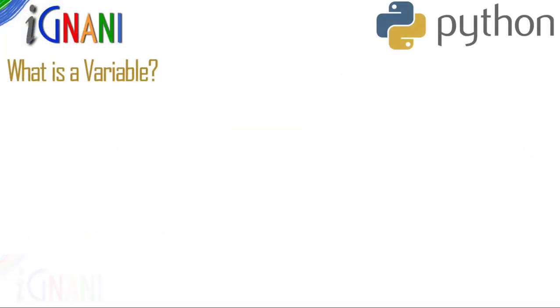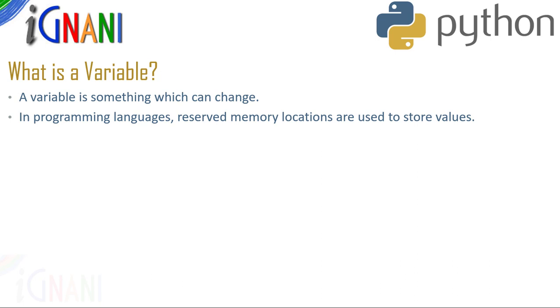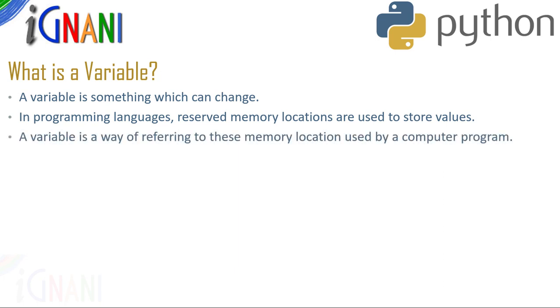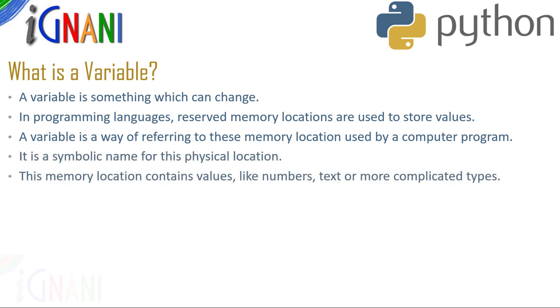What is a variable? As the name implies, a variable is something which can change. In a programming language, we use some reserved memory locations to store values upon which we work. A variable is a way of referring to these memory locations used by a computer program. It's a symbolic name given for a physical location. The memory location contains values like numbers, text, or more complicated types.